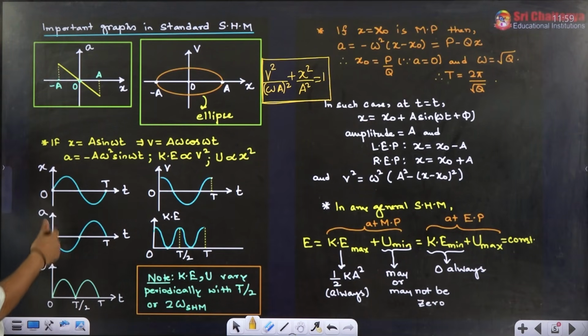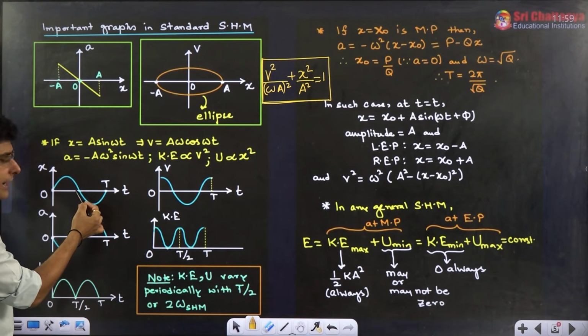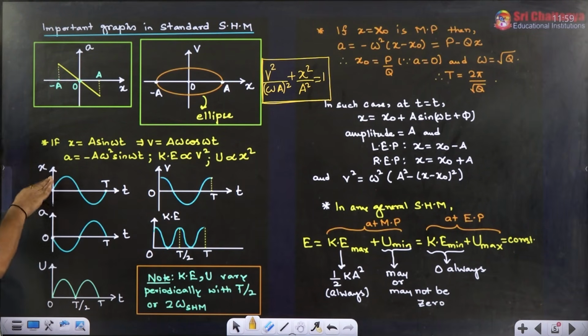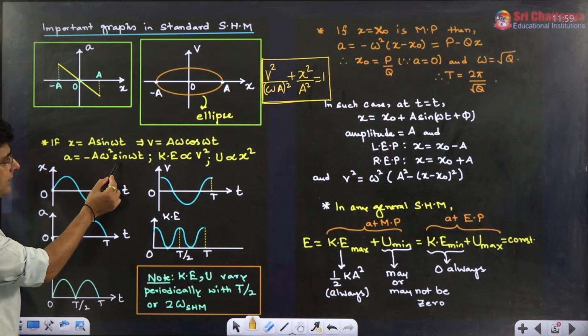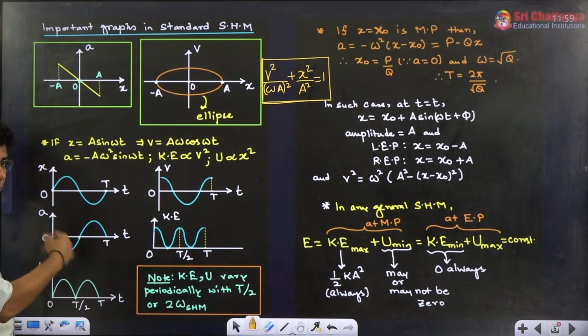So suppose I draw the graph of x. This is the graph of x, a sine graph. So v, you can see, is a cos graph, leads x by pi by 2. Acceleration, just flip the graph of x, because acceleration is proportional to minus x. So acceleration is minus sin omega t. So the graph will become flipped.